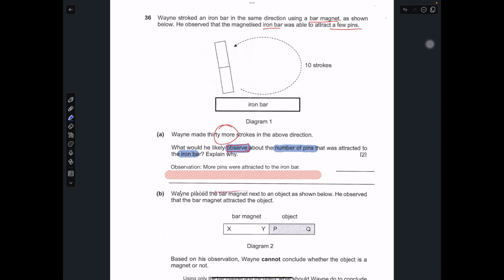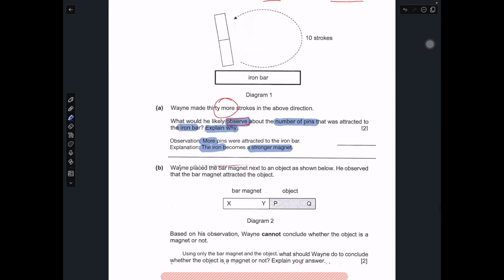And why? Over here, this is the explanation. Because the iron bar becomes a stronger magnet. Okay, first of all, there is an element of more. Okay, more pins being attracted. Okay, and that's because the magnet itself becomes stronger.